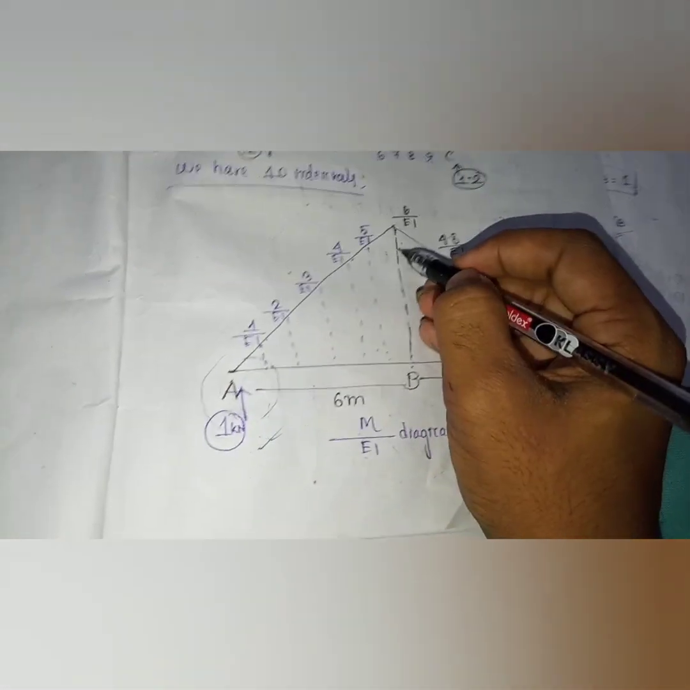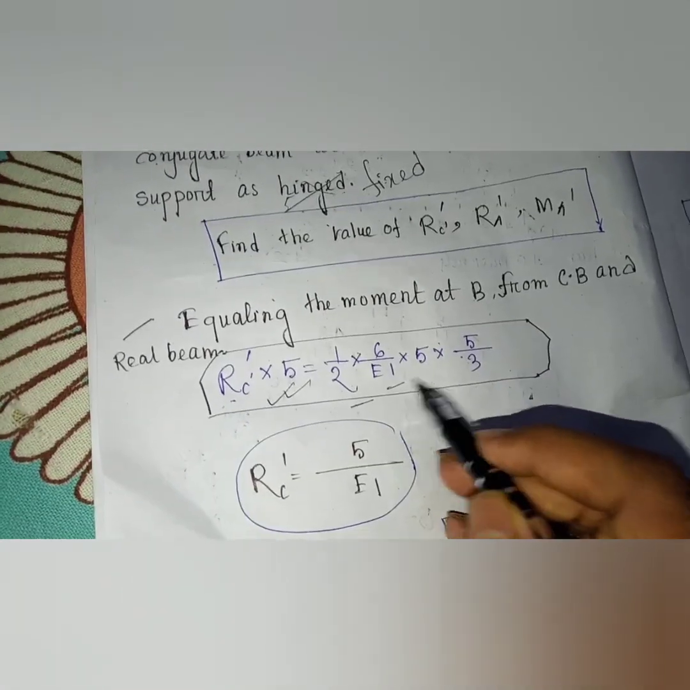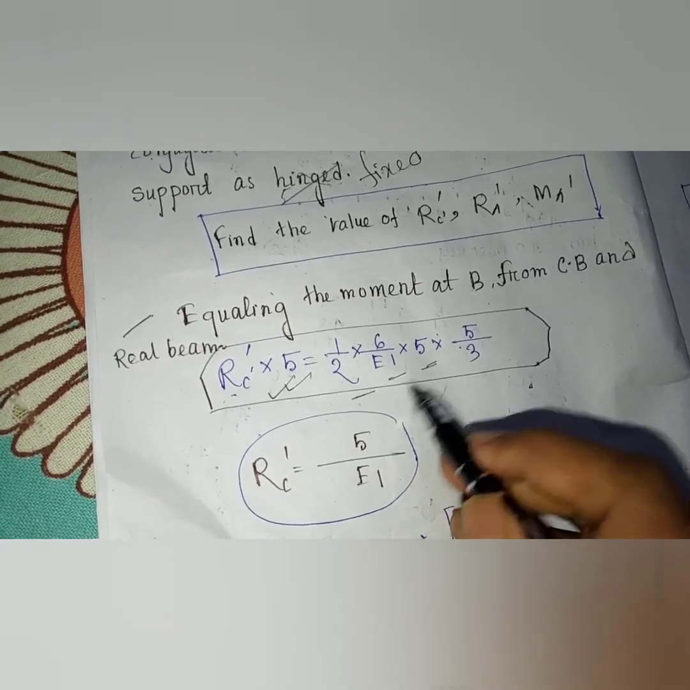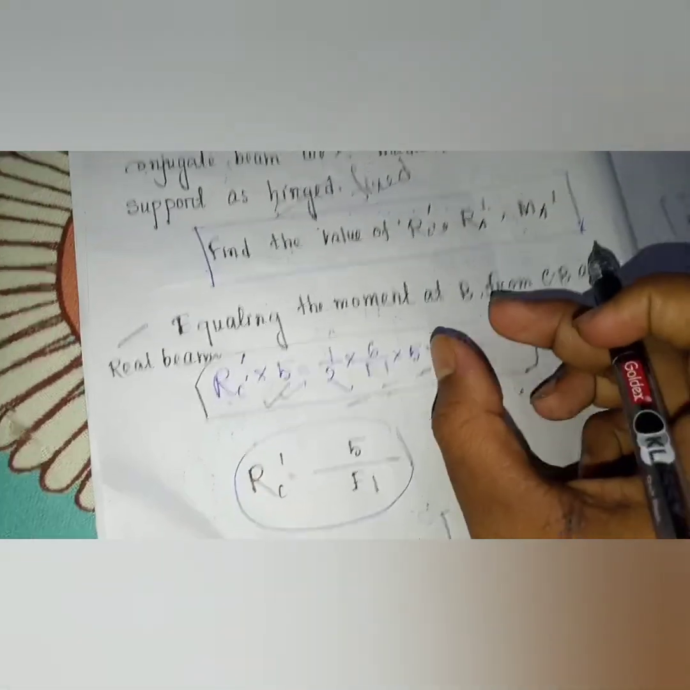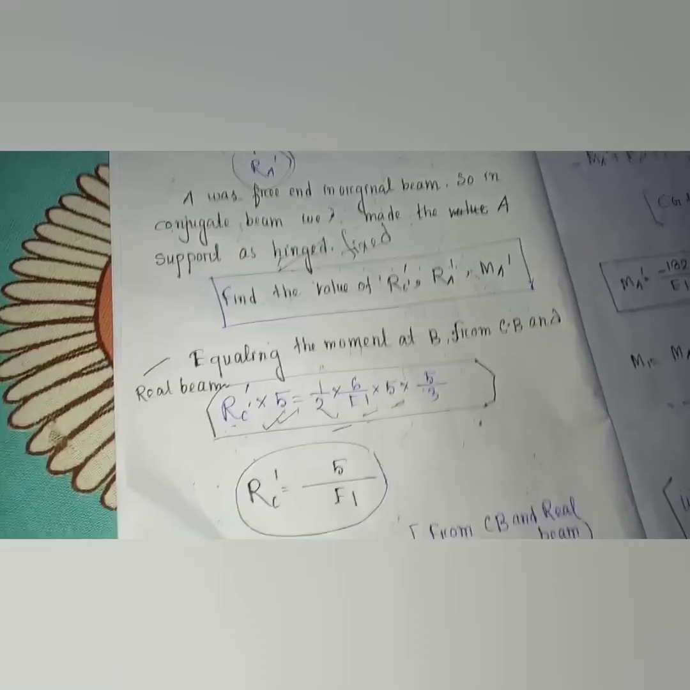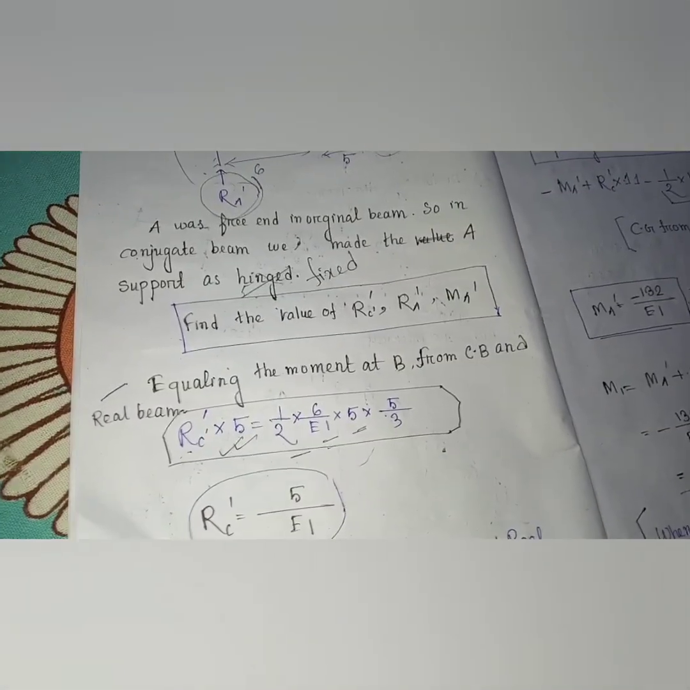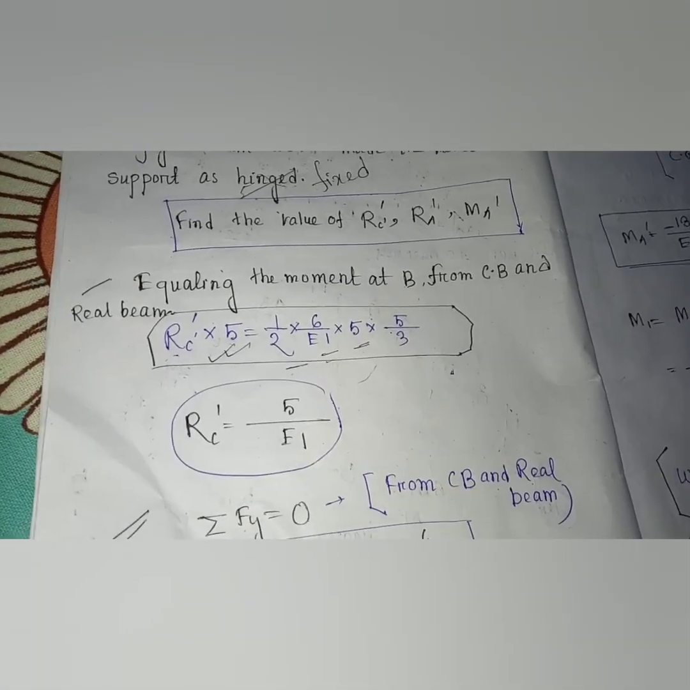Now if I want to find the moment at B in the real beam, what will it be? Here the value is 6 by EI and this distance is 5 meter. This is a triangle basically, so you have to find the area first. Half into 6 by EI into 5, half into base into height, right? Now we have to multiply by the 1/3 of the base. It is a centroid, because the whole load is acting from the centroid and we have to find the distance, that means 1/3 into 5. From here I can find the value of RC prime.